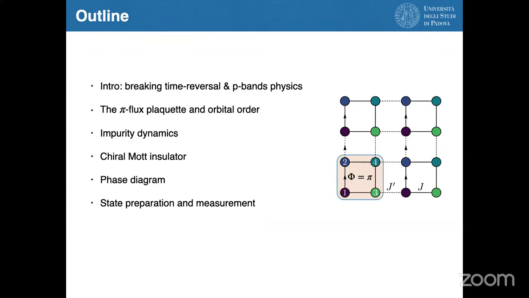So the brief outline of this presentation is about the physics of p-bands, the building block that we are proposing, which is the pi-flux plaquette, and then some dynamics that occurs, like an impurity that can witness the breaking of chirality, and the possibility that via this scheme you can enter a Mott insulator phase, which has angular momentum, actually, a chiral Mott phase. And then I will conclude with more on phase diagram opportunities and state preparation and measurement.